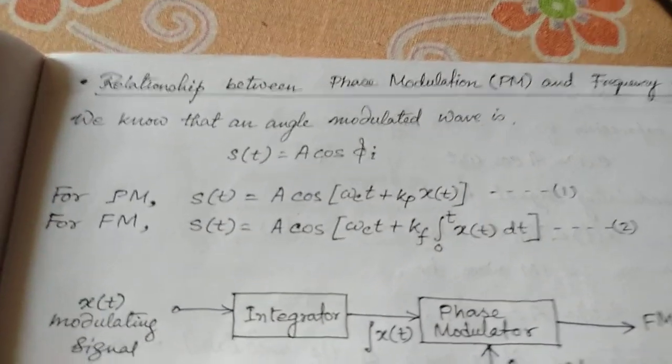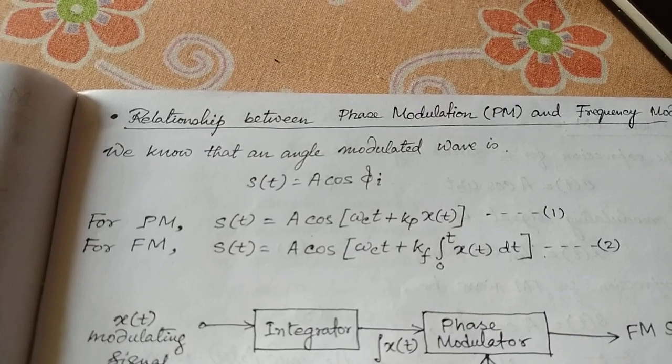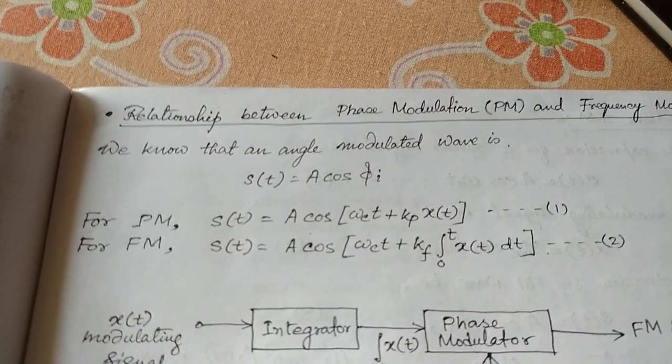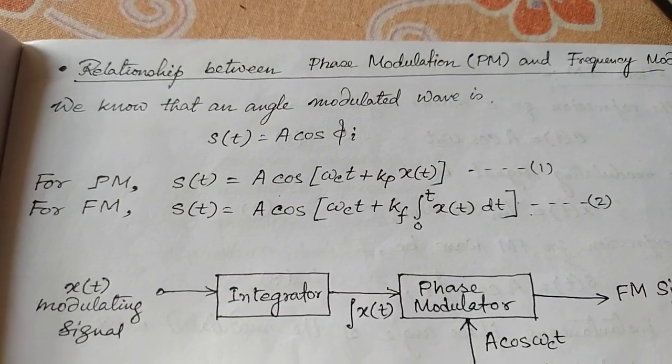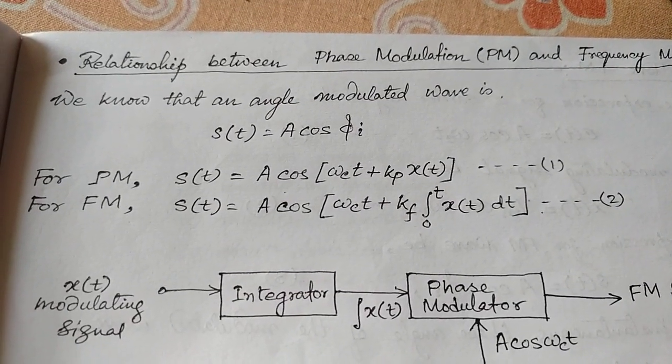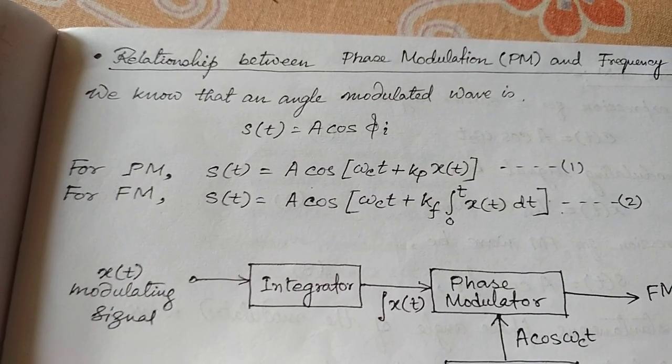Here we can see the angle modulated wave s(t) equals A cos φi. φi is the instantaneous value of the total phase angle. Now for PM we have already seen the expressions, and for FM we have also seen the expressions.